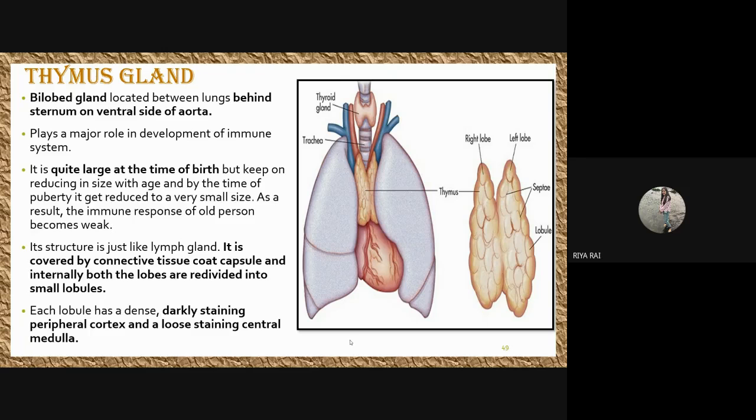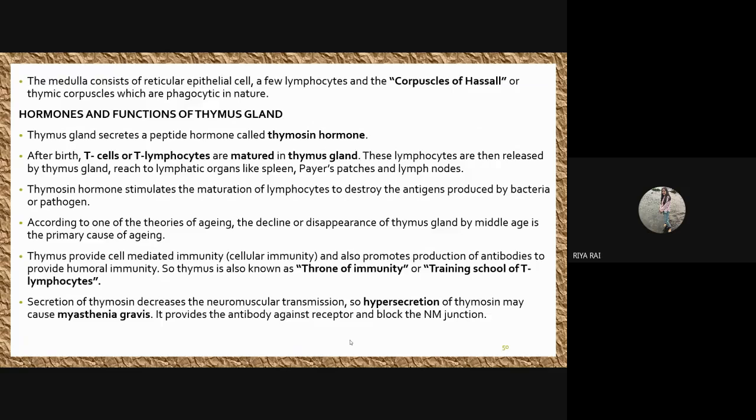And here, as shown, the lobules are divided into two regions. The darkly staining region is known as the cortex, and the loosely staining region is known as the medulla. The medullary region consists of reticular epithelial cells, also known as corpuscles of Hassall or thymic corpuscles, which are phagocytic in nature.